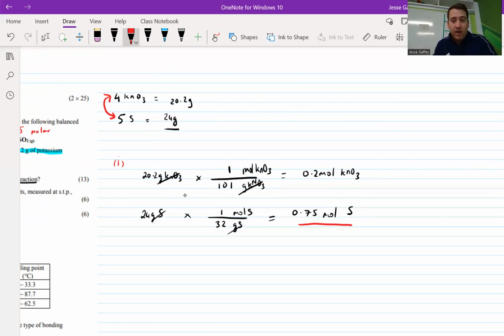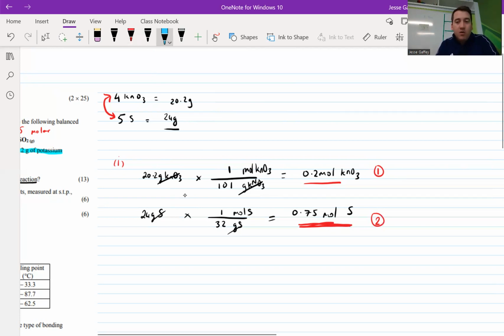So you can choose either of these, either this one, number 1, or this one, and find out if I had that much of this one, how much KNO3 or how much sulfur would I need? If I started with the sulfur, how much KNO3 would that react with? If I started with the KNO3, how much sulfur would that react with? So pause the video and choose one of these and work out, according to the balanced equation, how many moles of the other one I would need to react with. Pause the video and do that now.